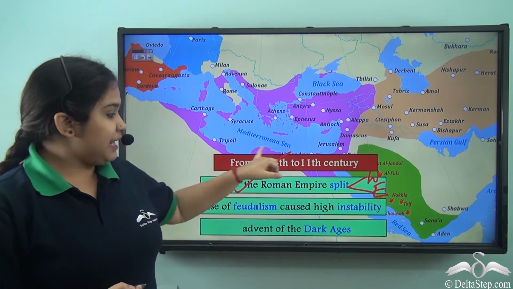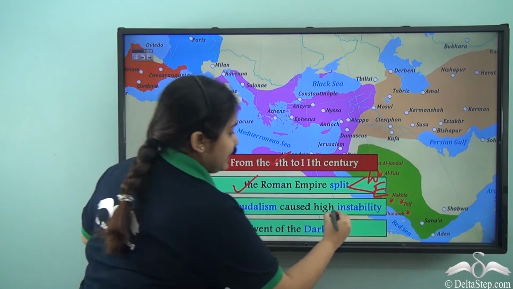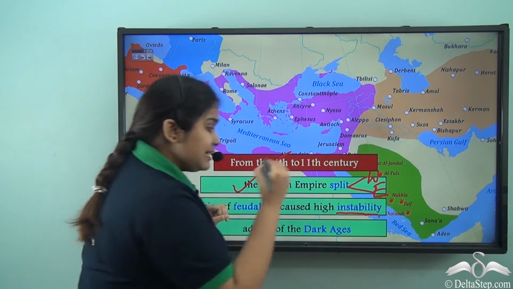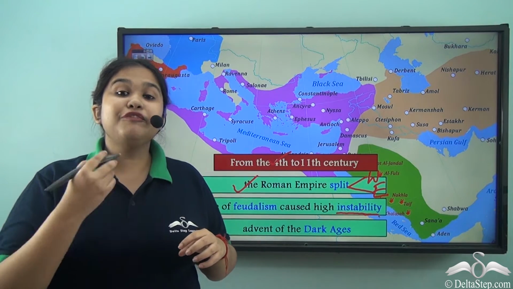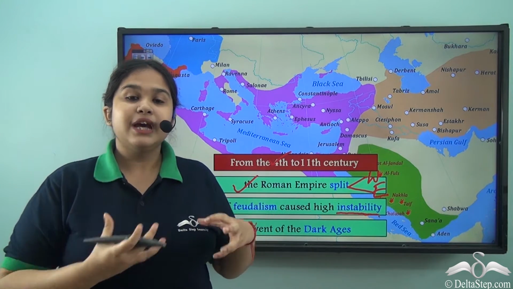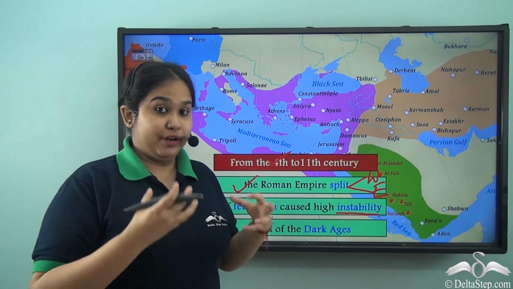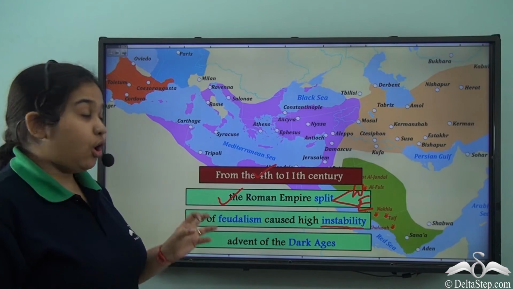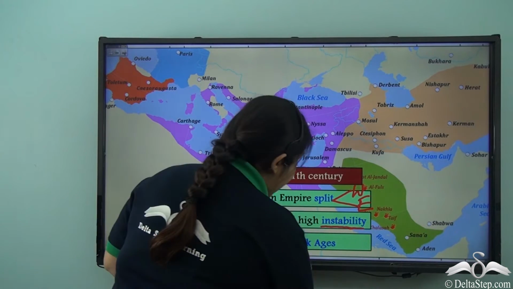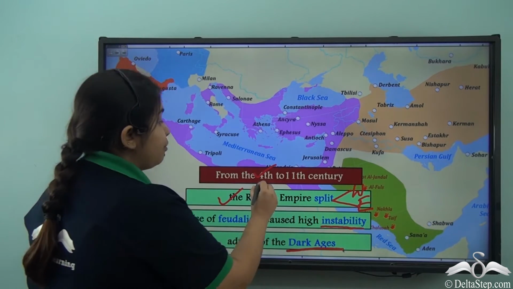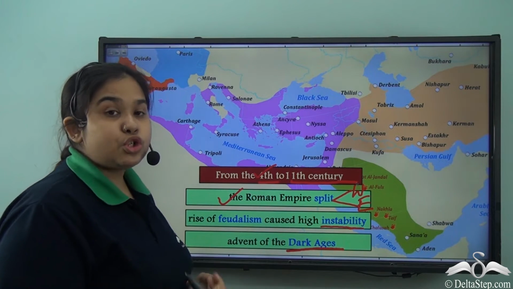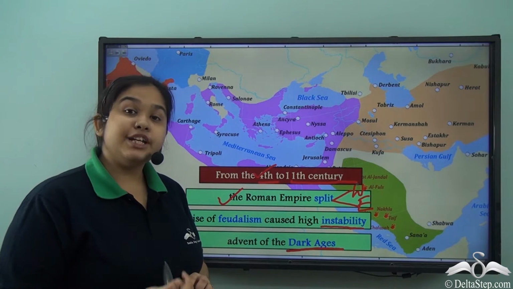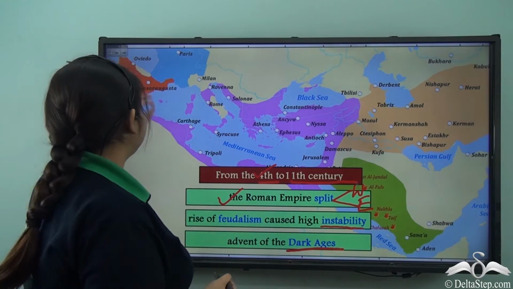So this period saw constant instability, and this instability was also due to the rise of several feudatories. Several feudal lords were taking over the power, the position, right? This saw the advent of the Dark Ages that spanned from the 4th to the 11th century. Now this period also saw the rise of the Renaissance ideas.